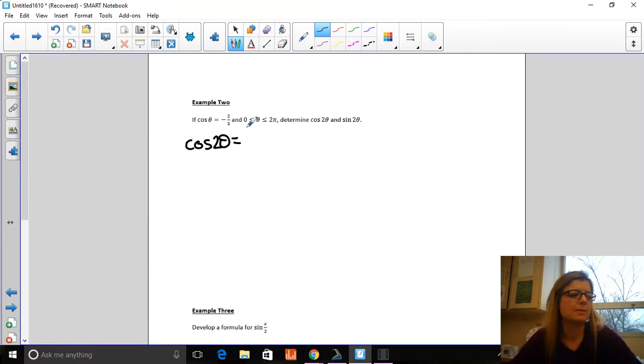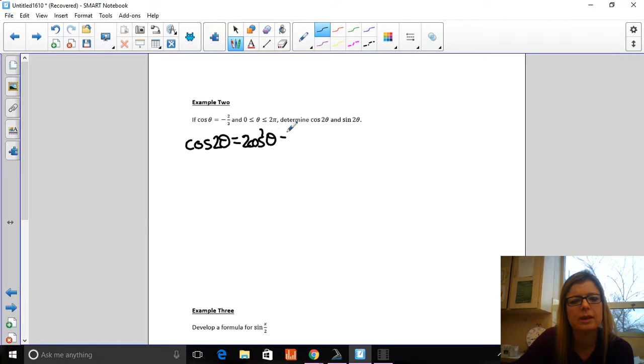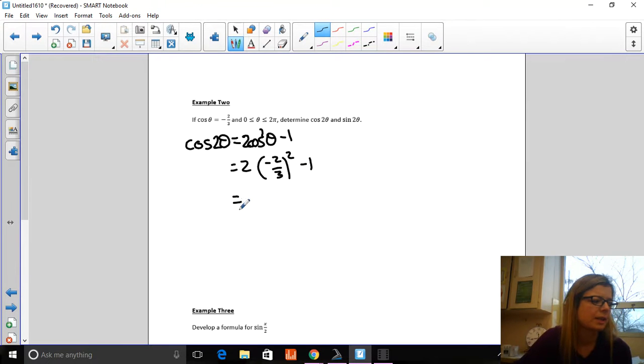Okay, so we substitute in that that's equal to 2 cos squared theta minus 1. So 2, and then cos theta is minus 2/3, and we square it and subtract 1. So then you just use your calculator, and you find that that's minus 1/9. Okay, so we already have solved this first one.